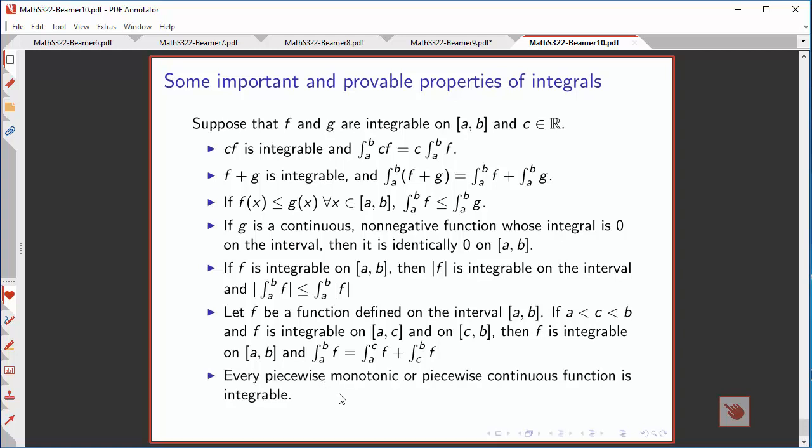And finally, a very useful result: if a function is piecewise monotonic, that is, if on a to b we can find a finite number of subdivision points so that on each subdivision the function is either increasing or decreasing, or if the function's piecewise continuous. If it's continuous on the first subinterval, then it may jump, and it's continuous on the second subinterval, and so on. Either piecewise monotonic or piecewise continuous is enough to prove that the function is integrable.